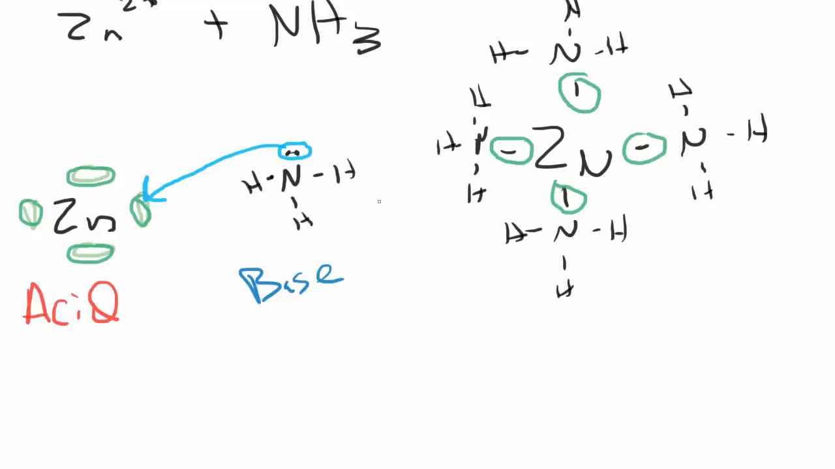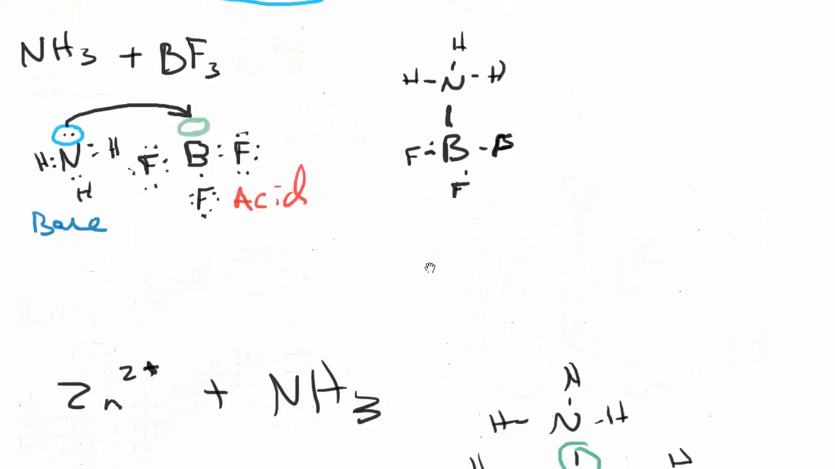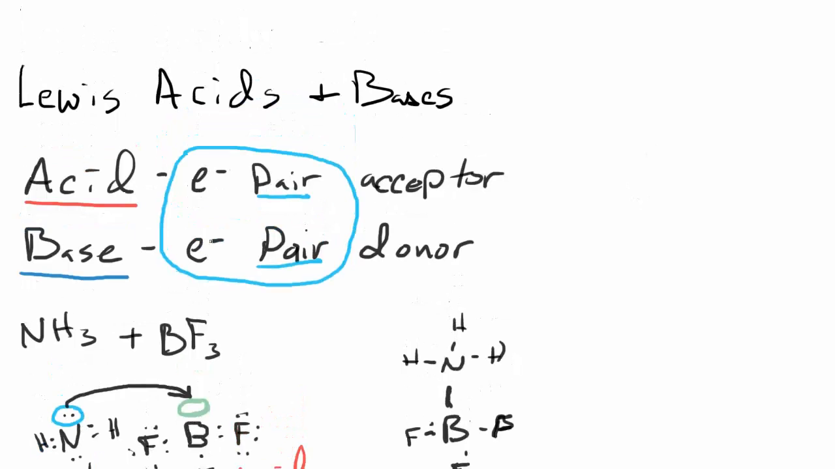So what you really need to take from this is that under the Lewis acid-base theory, the acids are electron pair acceptors and the bases are electron pair donors. That's what you really need to take from this, and that's what you need to be able to apply to example compounds and reactions to try to figure out which is which. So that's the basics of the Lewis acids and bases theory.